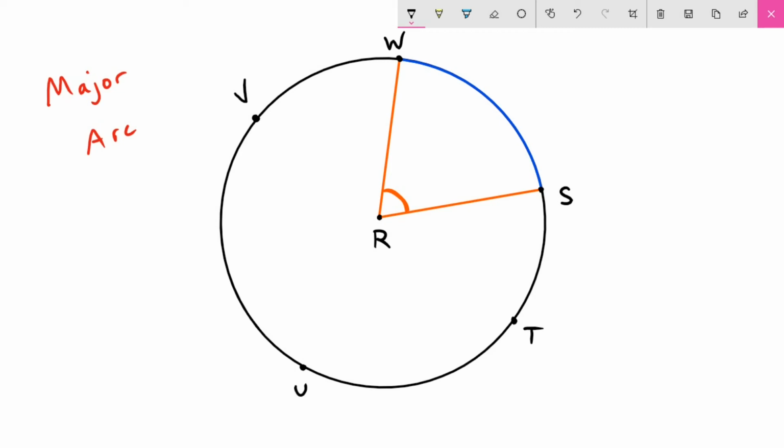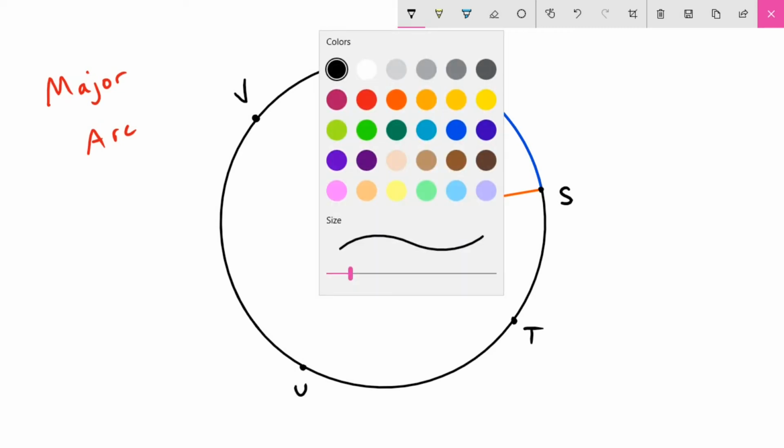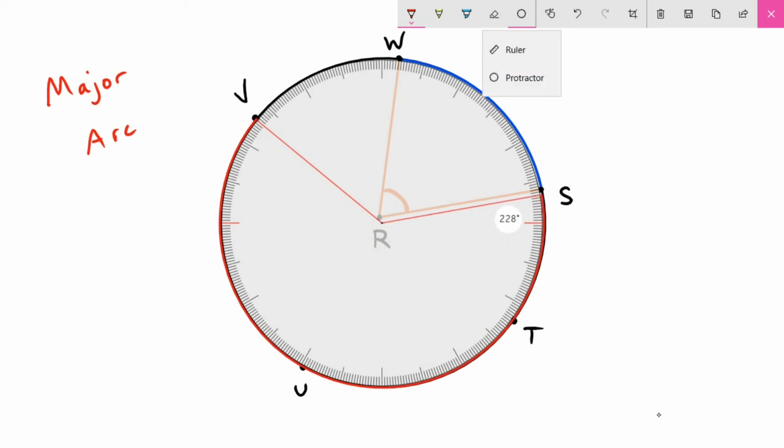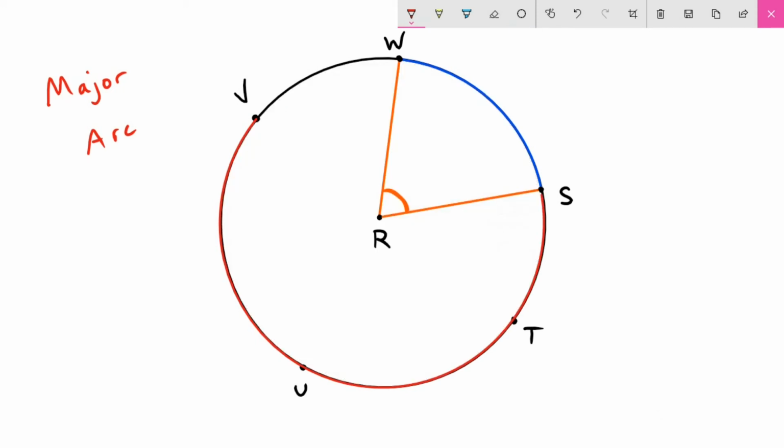A major arc, for example, would be, let me draw it up now. Let me pick a cool color, red, and let me line this thing up. A major arc has to be bigger than half the circle, more than half the circle. From V, I'm going to go all the way to S, because it has to be more than half the circle. That is a major arc, because I'm outlining more than half the circle with that arc.